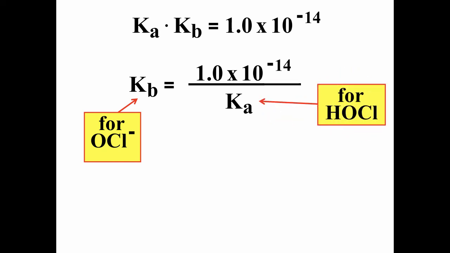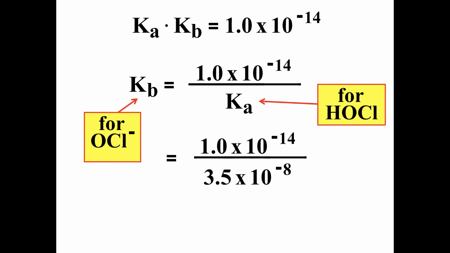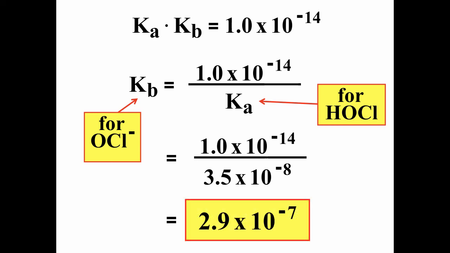Then we use the K sub A for HOCl, so that is 1.0 times 10 to the minus 14th over the K sub A for HOCl, which is 3.5 times 10 to the minus 8th, and that gives us 2.9 times 10 to the minus 7th. And now this is what we're going to use in the rest of the problem to find the pH of sodium hypochlorite. So we note that NaOCl is going to dissociate water, but really it's the OCl minus part of it that's going to do that.